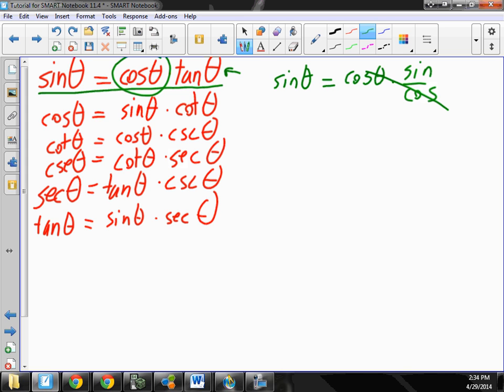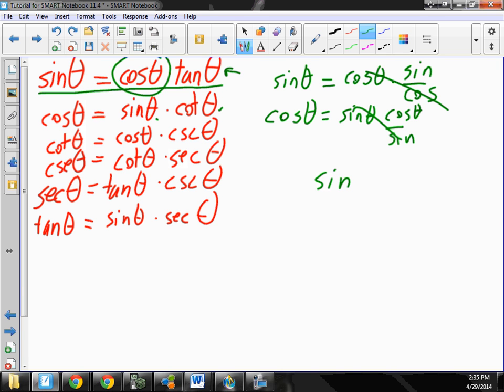Okay, well, let's do cosine. Should I change sine? No. Should I change cotangent? Yes, to what? So sine of theta, change the cotangent to cosine over sine, and the sines cancel. Would you like to see a longer way to do that that I don't recommend? Just watch.